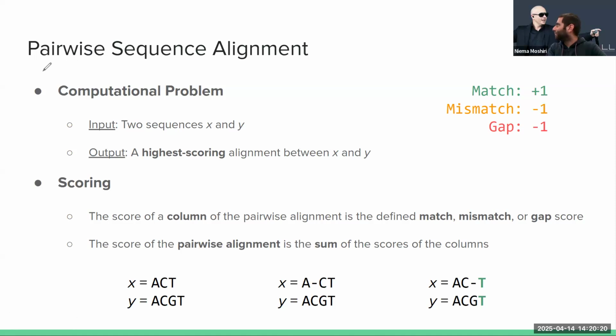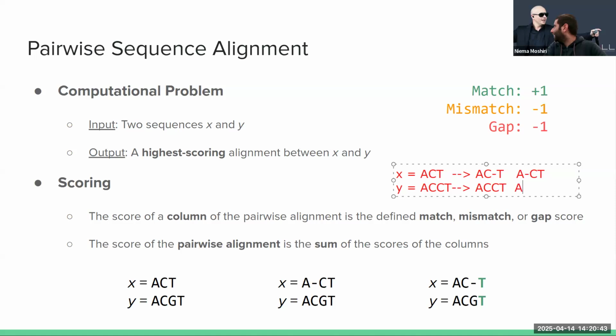Let me see if I can do this well. So let's imagine I have X equals ACT and Y equals ACCT. So let's say I could do this, or I could do that. So these are two different alignments that both have a score of +1, +1, -1, +1. So both have a score of 2. So which one is better? Any thoughts? Yeah, go for it.